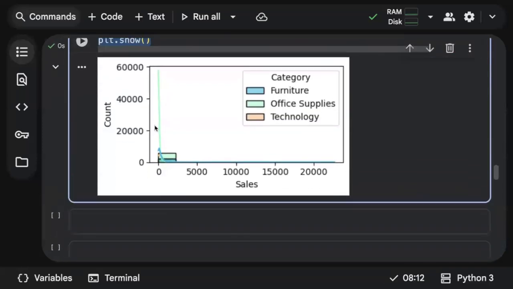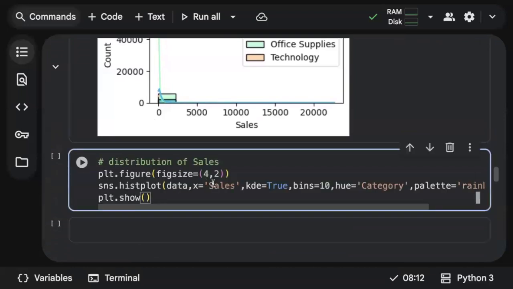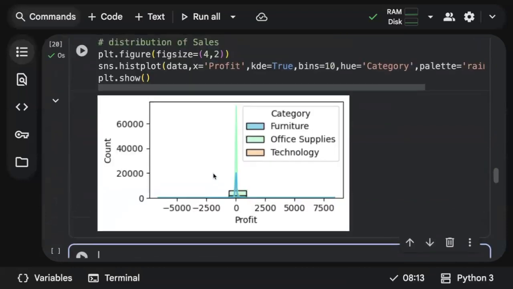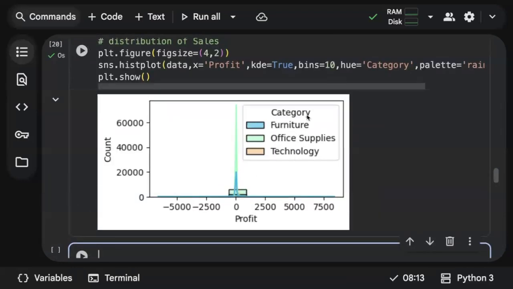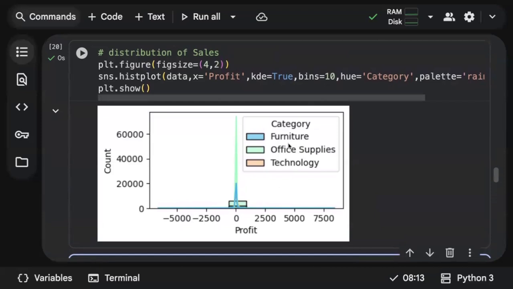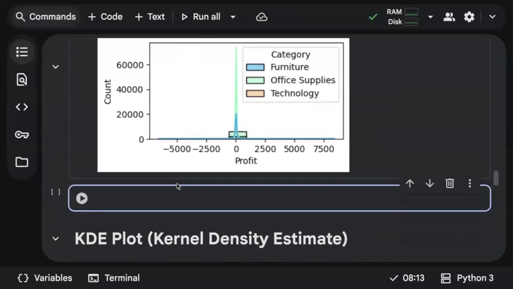Similarly, let me try it out with profit, because we have a very huge variation. That's the reason the graphs are not that accurate. Anyhow, it's the same thing. Hope it's clear. So this is all about the histogram. Always remember, a histogram helps you in understanding the distribution of data. According to this data, we see a lot of variations, so that's the reason we couldn't see much of the variation.